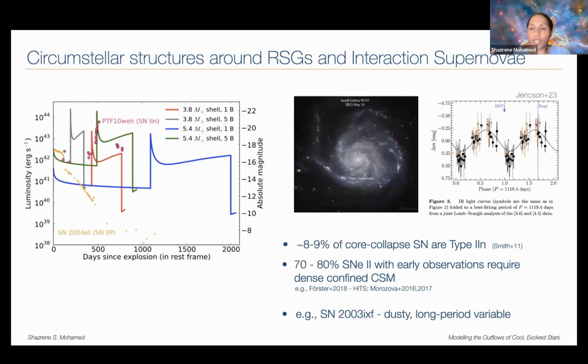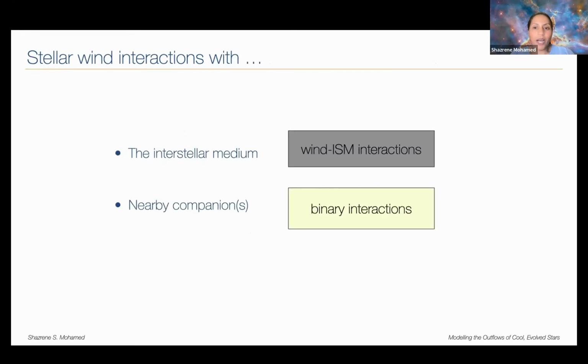This is interesting for a lot of different systems. These interaction supernovae are becoming more and more exciting. It was thought that maybe the red supergiant, or whichever star is exploding, has an outburst before it explodes. But in some cases where we have archival observations, we can see that this was not the case. So we need some way to keep material close to the star just before explosion. Okay, so that's the wind-ISM interactions.